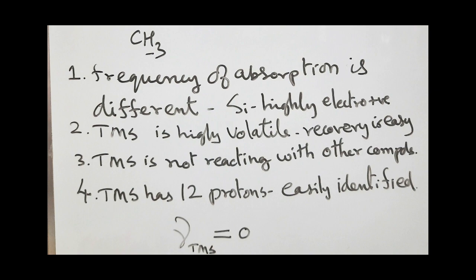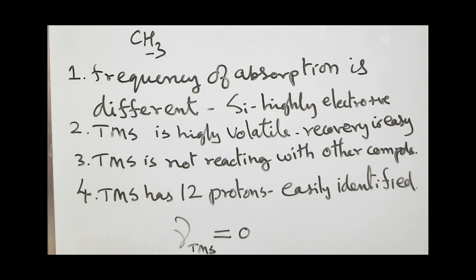As a result, the frequency of absorption of the protons which are attached to the methyl groups that are attached to silicon will be different, definitely. So the frequency of absorption of the 12 protons will be different from the protons of the organic molecule. Whatever may be the type of carbon containing organic molecule, the signal will be different, because tetramethylsilane is a silicon containing organic molecule. So silicon is highly electropositive. The 12 protons are in a totally different environment, so their frequency of absorption will be different.